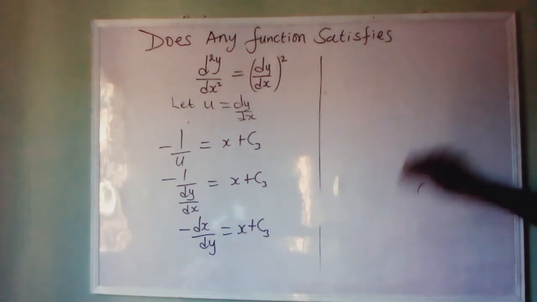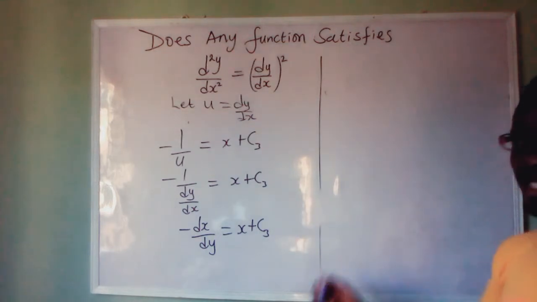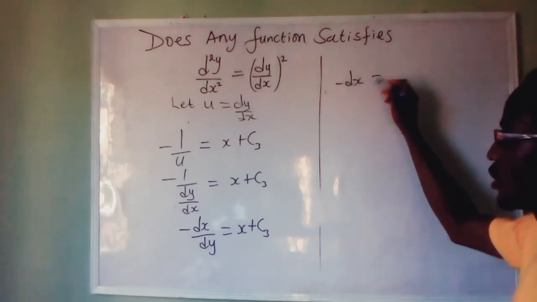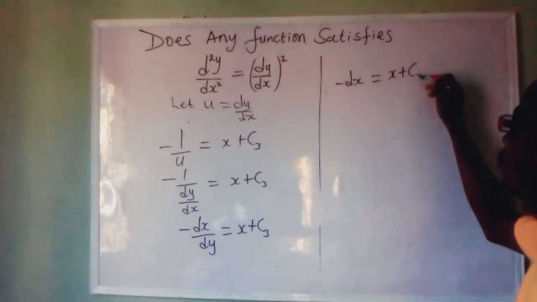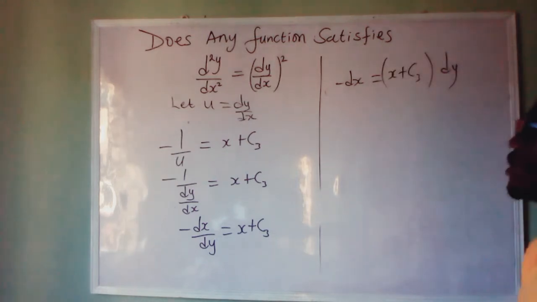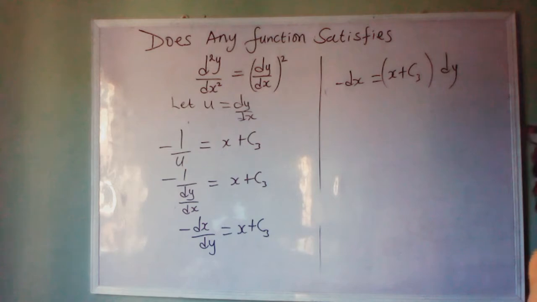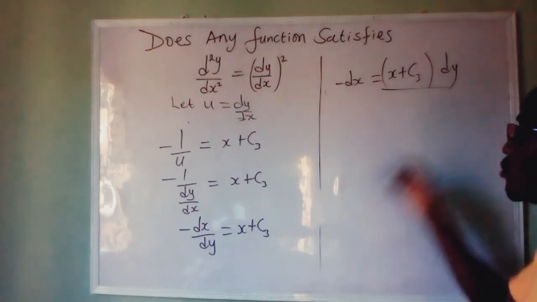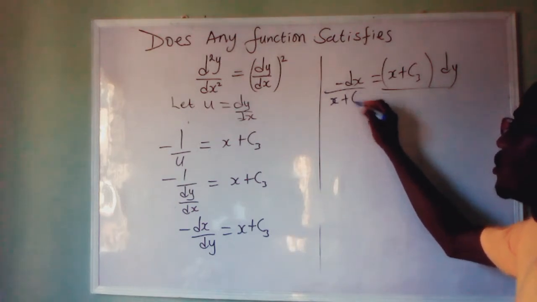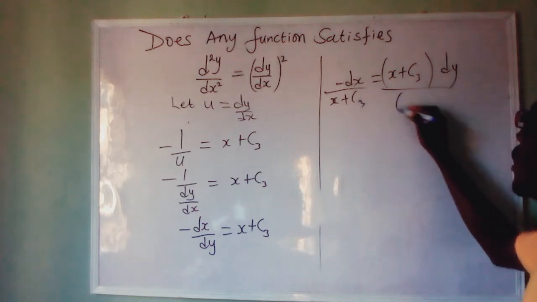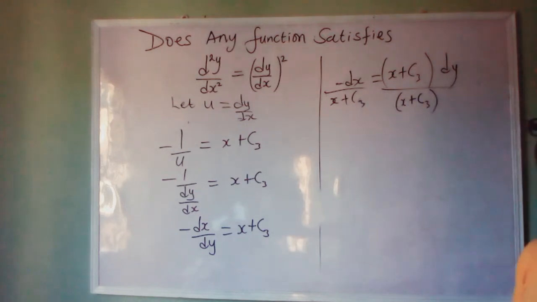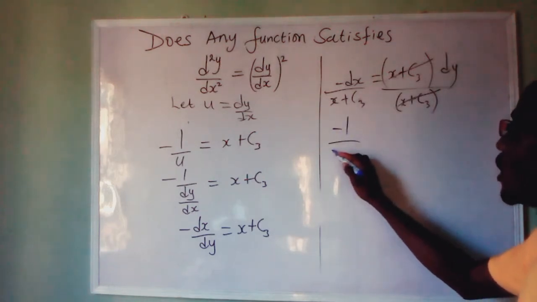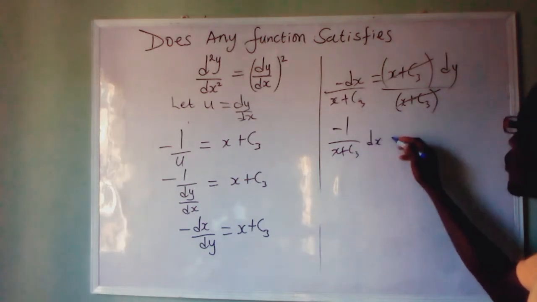So after this, what next? Let us solve our differential equation. So if I have negative dx over dy equals x plus c3, then what next? I can actually divide both sides, or probably multiply both sides by 1 over x plus c3, which is the same thing as dividing both sides by x plus c3. So which means this goes with this. And at the same time, I have negative 1 over x plus c3 dx equals dy.